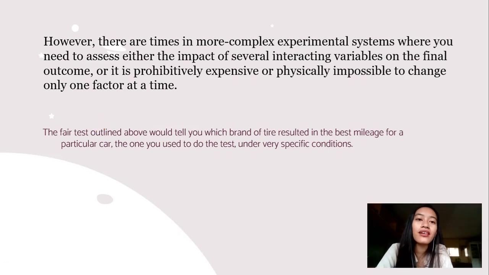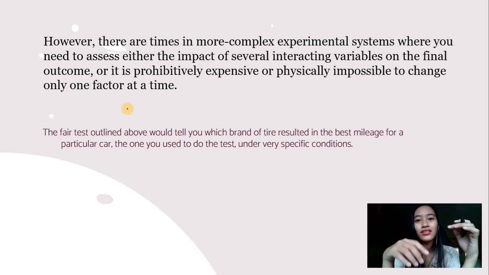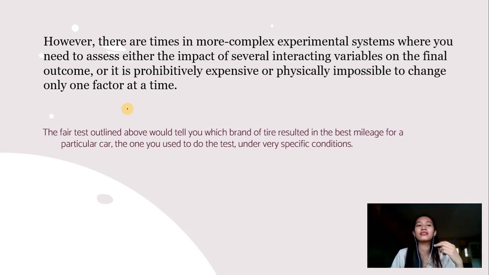Okay, however, there are many times in more complex experimental systems when it's not just the variable, the tire, that has an effect, and you would like a more complex experimental system where you need to assess the impact of several interacting variables on the final outcome. So you can see the effect, or it is prohibitively expensive or physically impossible to change one factor at a time.